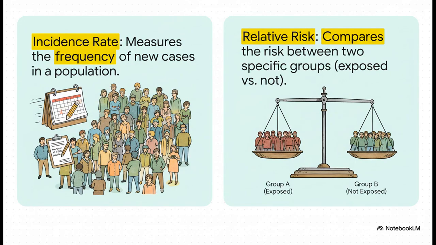Then there's incidence rate. This one's basically a head count. It tells us how many new cases of something are popping up in a population over, say, a year. It's super important for tracking trends, for sure, but it doesn't compare the risk between one group and another. Relative risk is all about that head-to-head comparison, the exposed group versus the unexposed group.